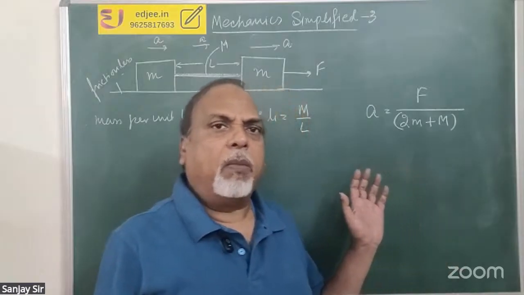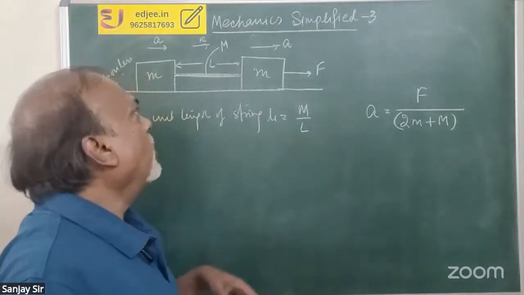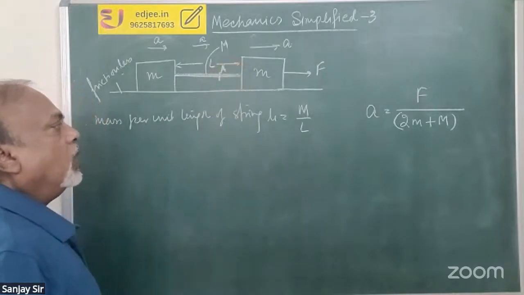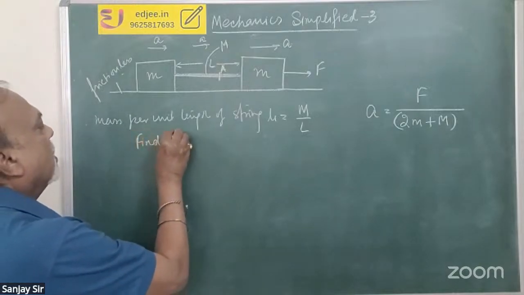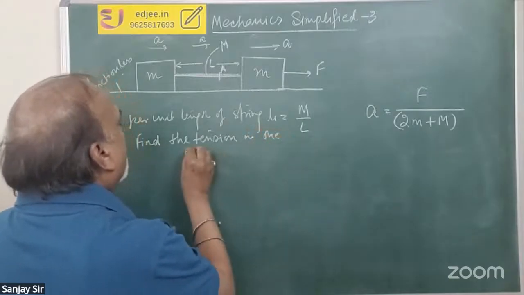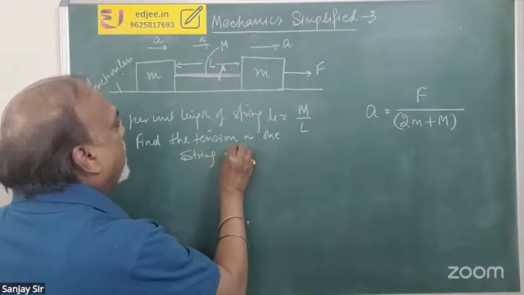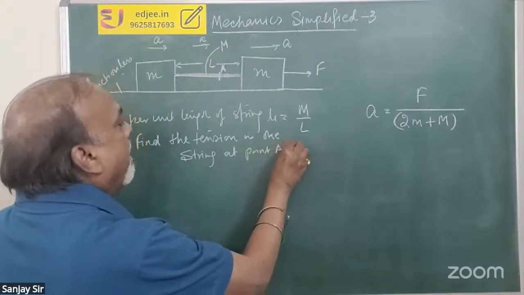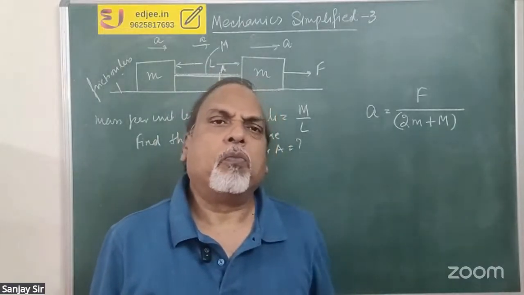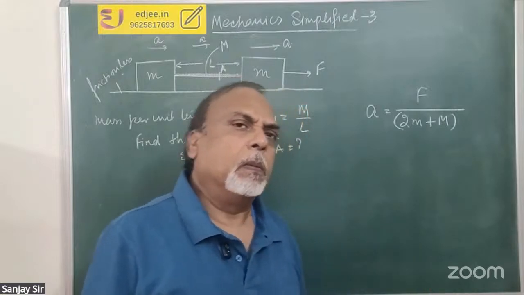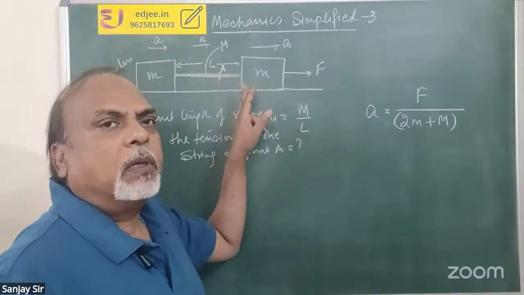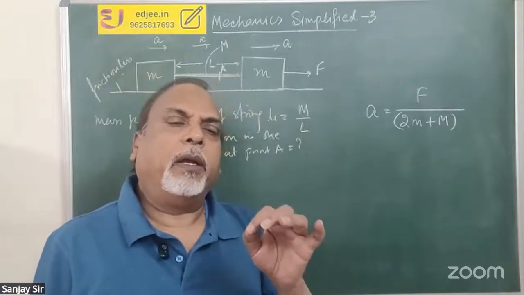Now, in such type of problems, you are asked, so suppose if this point is A, you are asked to find the tension in the string at point A. Generally, since this string is having mass, so at each and every point, the tension will be different.